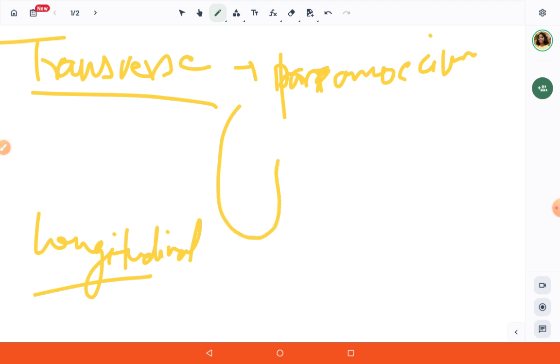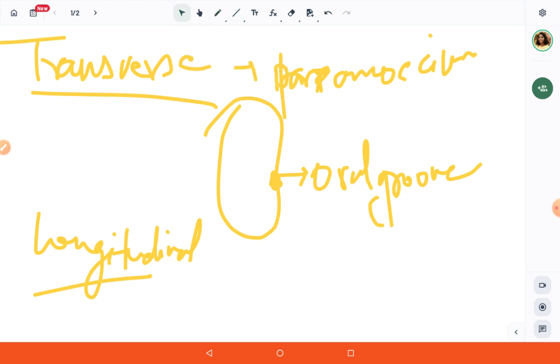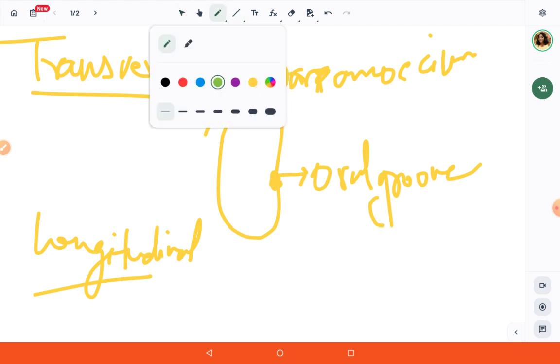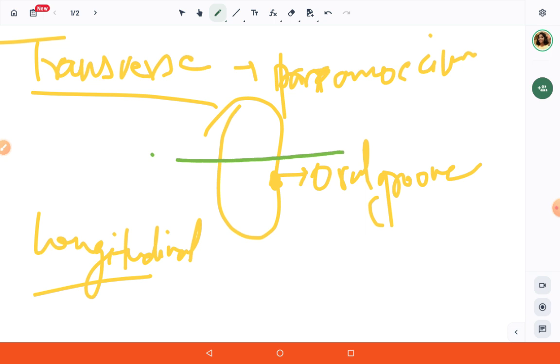Let's say like this. And in paramecium, here we have an oral groove from where it takes in food. Oral groove. Okay. Now look. Paramecium will divide in this way. One part is this, one part is this, a horizontal line.